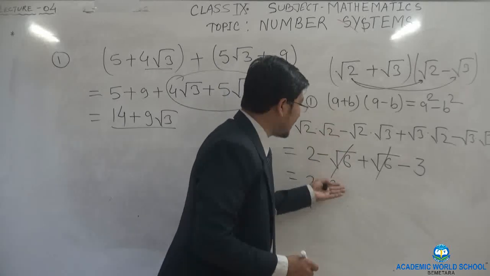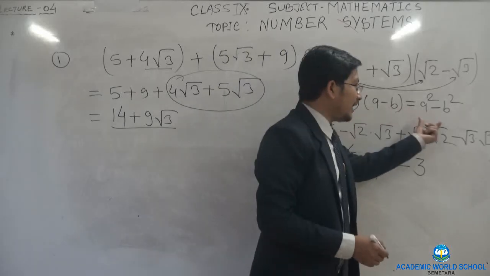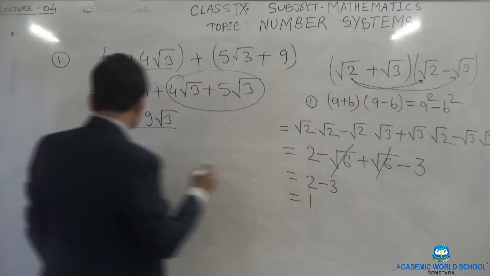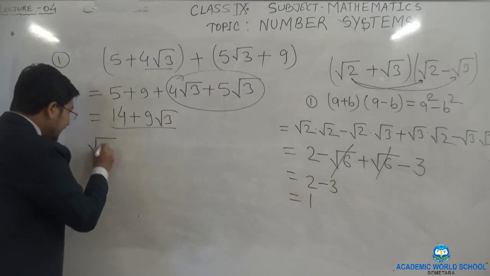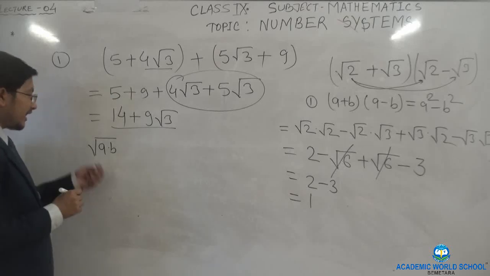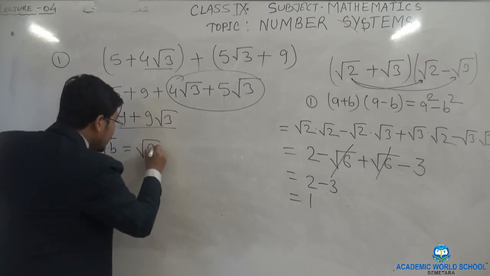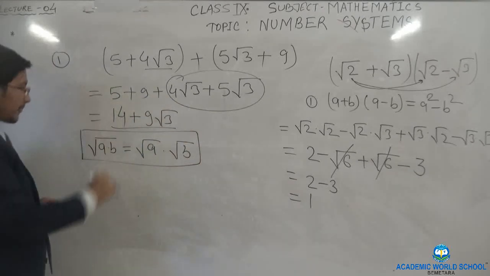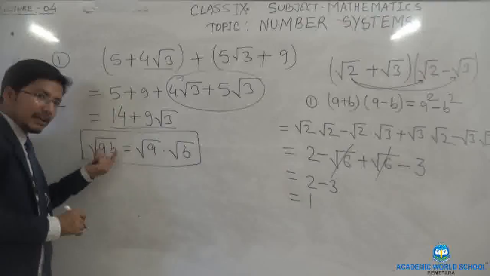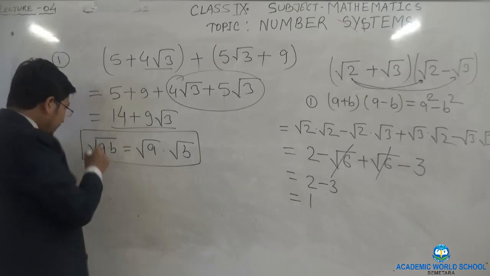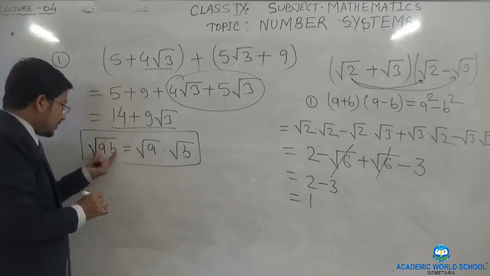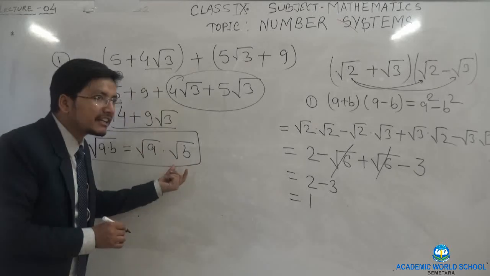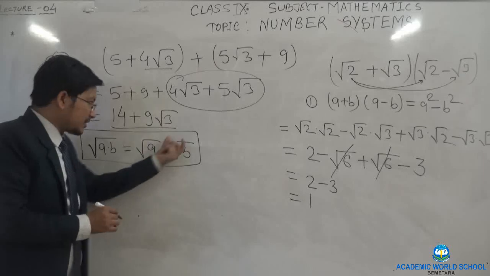So in this, what we have learned is, if we don't know the formula, we can still solve it, but we should know this property. Listen, students. If I am writing root over a into b, this will become root a into root b. Please listen carefully. It means if a and b are together in one house, if they are going to separate, they will take all their houses together.